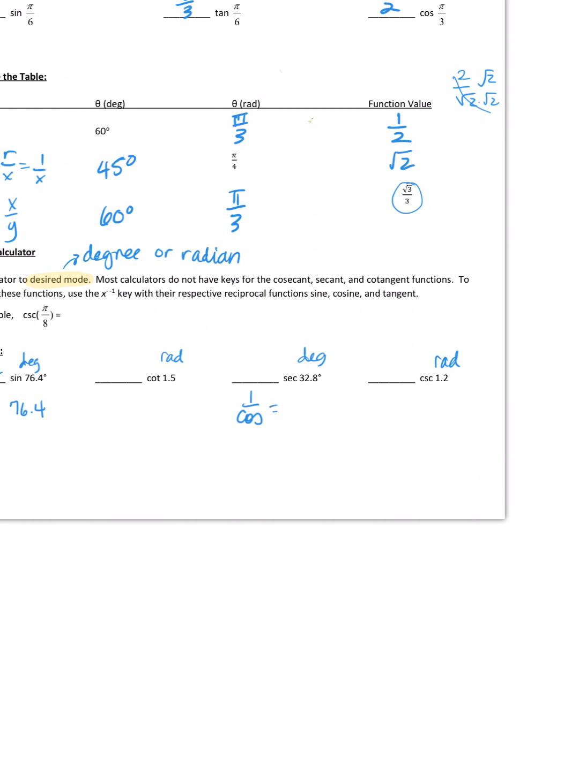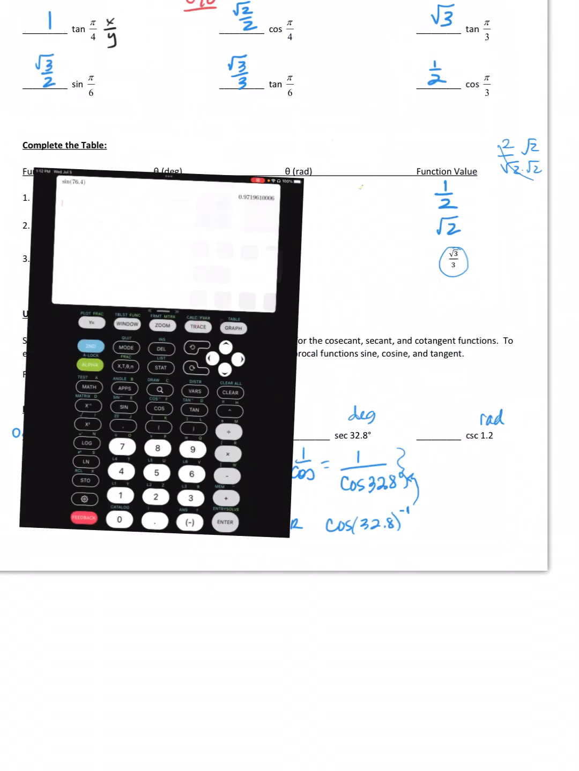So in order to make this happen, we're going to type in a 1 over cosine of 32.8 degrees. You can write it like this as a fraction, or you can put in cosine of 32.8, close that parenthesis, and then I'll show you the button. It's right under the math button, but if you hit the -1, it means the same as the reciprocal. Either way, you're going to get the right answer. So let me show you.